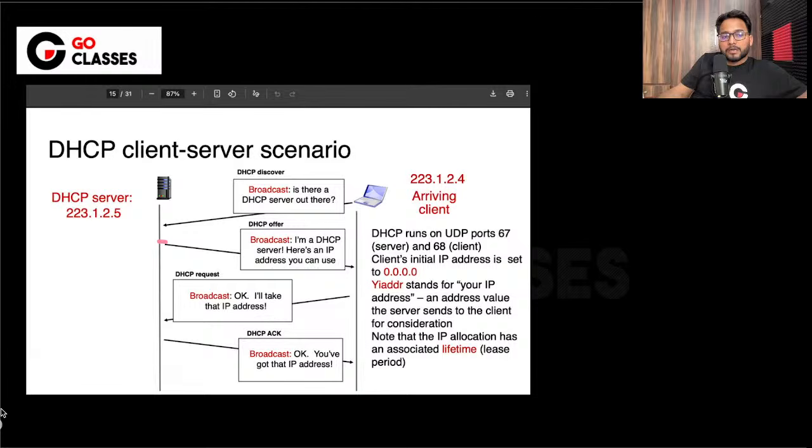Now, you might not know this, but I'm still telling you that the messages the client sends are always broadcast messages. This is a broadcast message, this is a broadcast message. But whatever the server sends could be unicast or it could be broadcast. It depends on the implementation. So all messages could be broadcast, but whatever the server is sending could be unicast also.